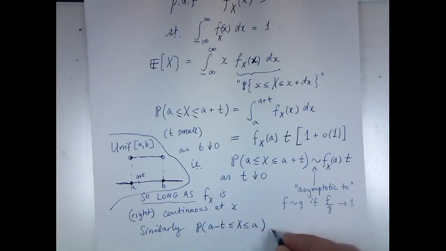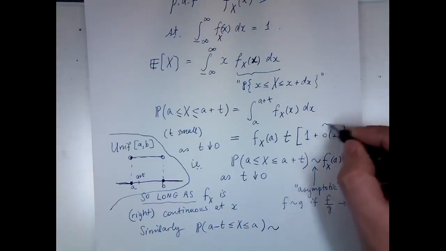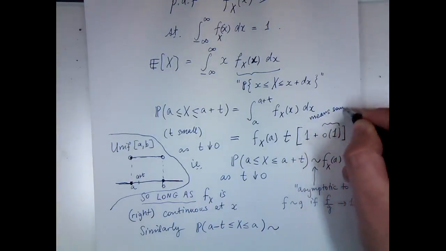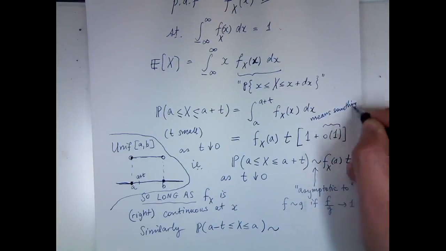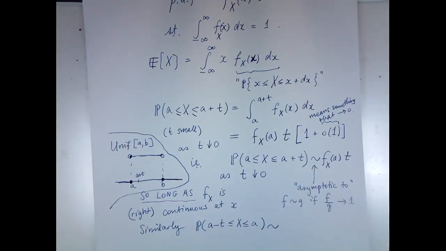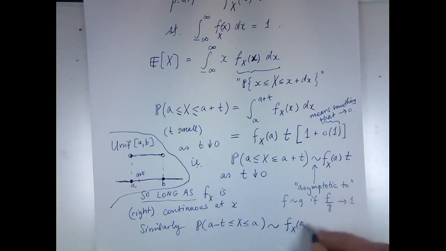Same question is going to be asymptotic. So don't worry about little o notation if you don't like. If you haven't seen that, it actually means nothing other than something that tends to 0. Okay, so that's kind of a complicated way to say it. So maybe this asymptotic is a better thing. Probability A minus T less than or equal to X less than or equal to A is asymptotic once again to f_X of A times T. Why T? Because T is the length of the interval.